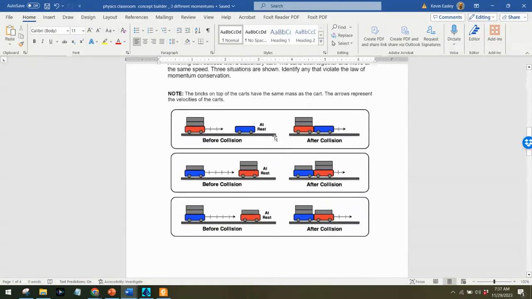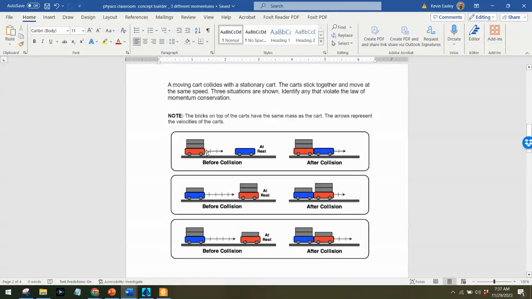A couple of those are similar. You're looking at before the collision and after the collision. The key thing is the momentum before, and this is the second concept builder, what you would see. These should be equal to each other, and you can count the bricks, count the velocities, and you can see what the momentum is before and after.